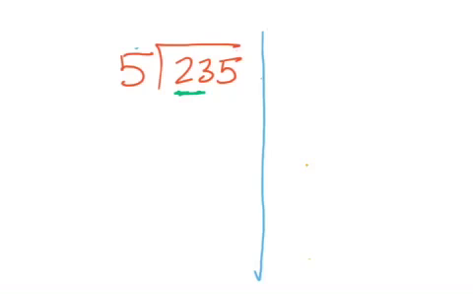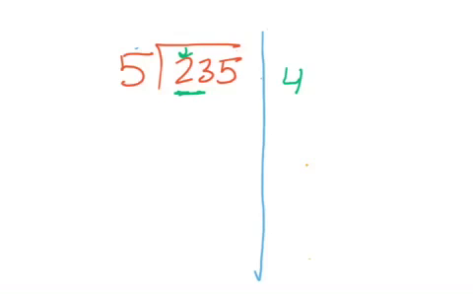In order for me to get close, I'm thinking about the 5 facts that I know. I know that 5 times 4 gets me 20. That's close to 23. But I need to also remember about my place value. My 2 here is in my hundreds place. And my 3 here is in my tens place, and my 5 is in my ones place.